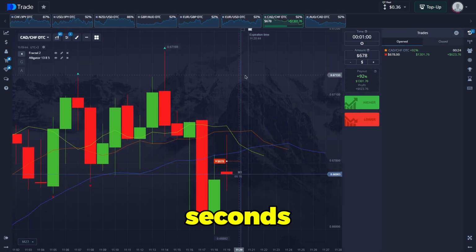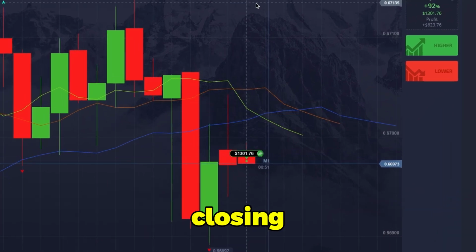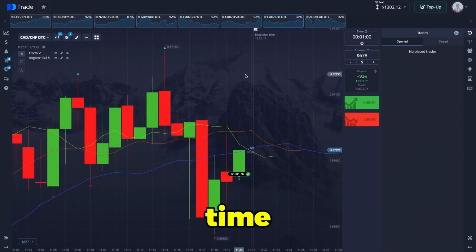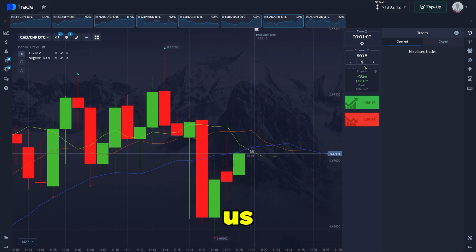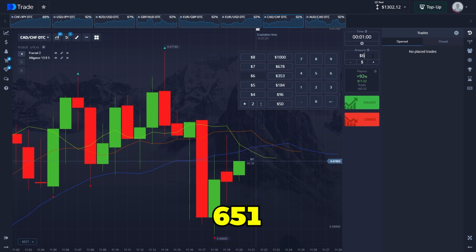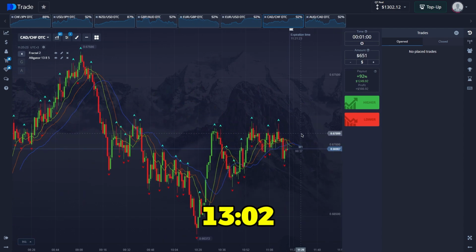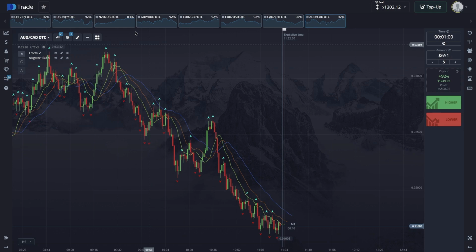We have around 20 seconds left. And our next deal is closing at A plus. We opened the deal on time, correctly, and the opening level also fixed it positively for us. Let's change the amount of the transaction value, put 651 and open transactions in the amount of 1302. Let's start and select the next currency pair.